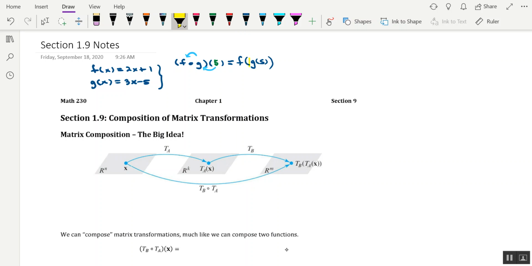Alright, that still asks us to figure out what g of 5 is first. And if you plug 5 into the function g of x, you get 15 minus 5, which is 10. So this boils down to f of 10. And what you do next is you plug 10 into the function f of x, which will give you 21.